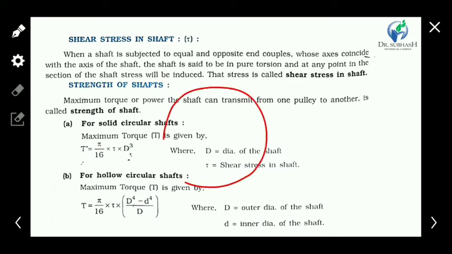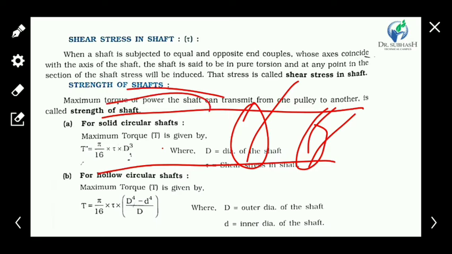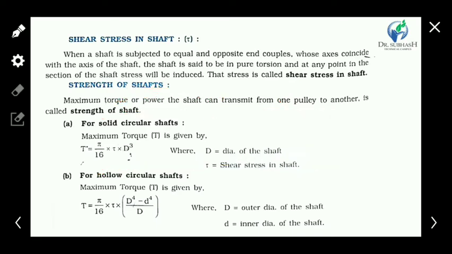That is, the shaft is here and a couple is applied, okay? And if the axis coincides with the axis of the shaft, then the shaft is in pure torsion, and at any section of this shaft, stress is generated. This stress is called the shear stress. Okay. Now strength of shaft.